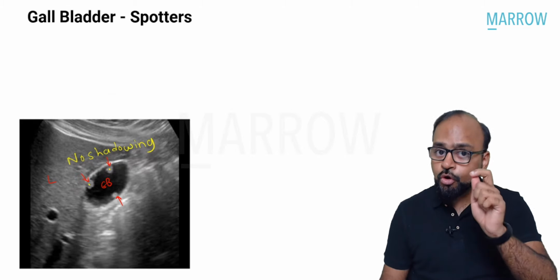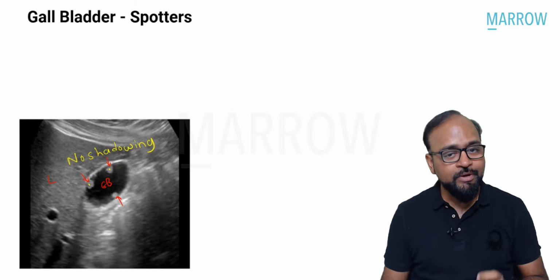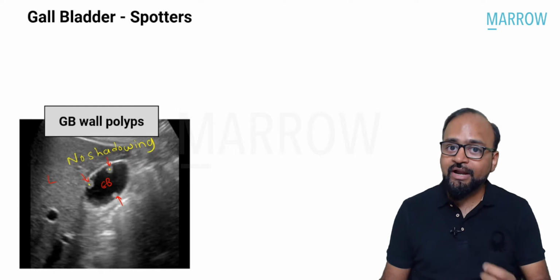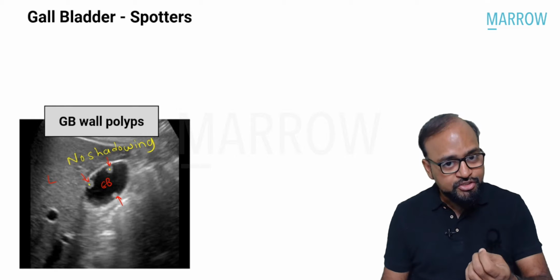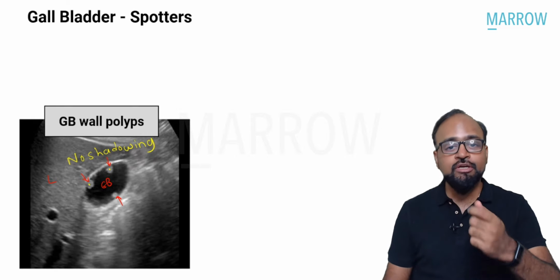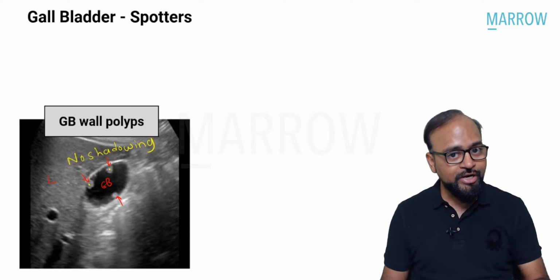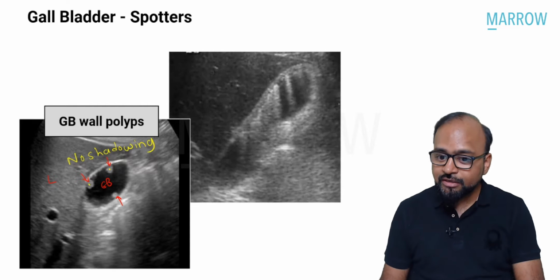What is this? These are small growths arising from the gallbladder wall. This is how the appearance of gallbladder wall polyps looks. So echogenic lesions, even in the non-dependent walls, without any shadowing, these are gallbladder wall polyps. All right. Now look at another classical appearance of the gallbladder.